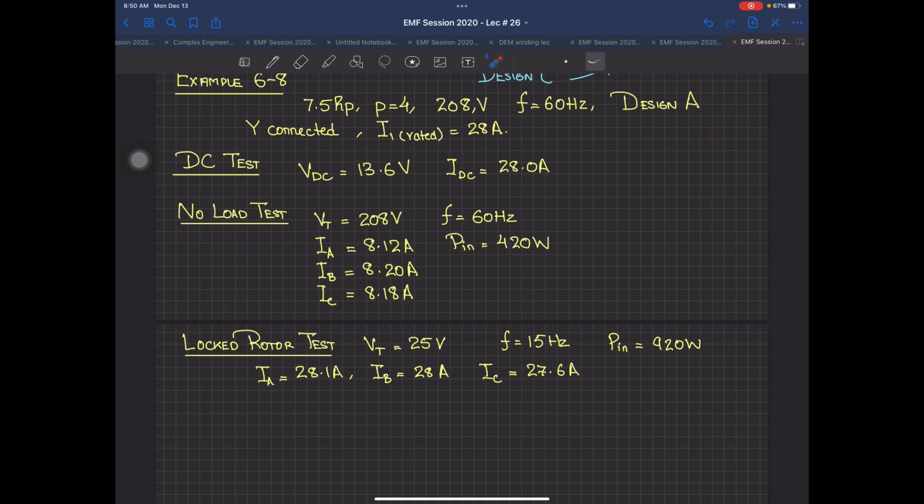For the no load test, over here I have different data. You must have done this one in your lab also, that you have applied 208 volts. 208 volts is the same phase line to line voltage. We will convert this one into the phase voltage later on. The 3 currents are shown, IA, IB and IC. These 3 currents, you can see there's a slight difference over there.